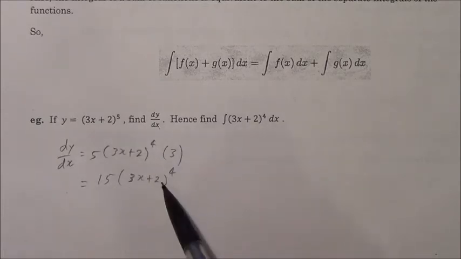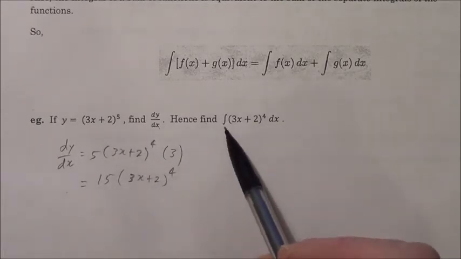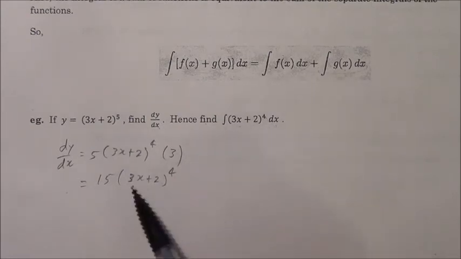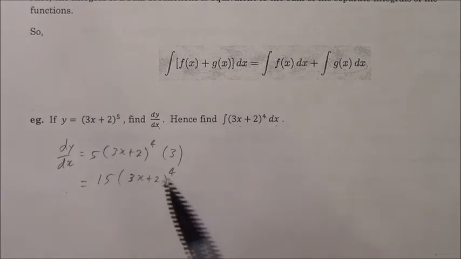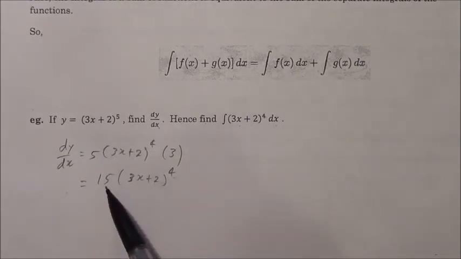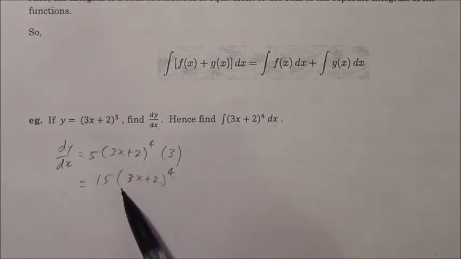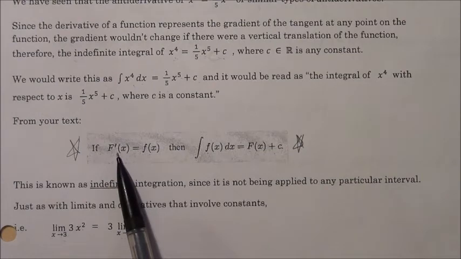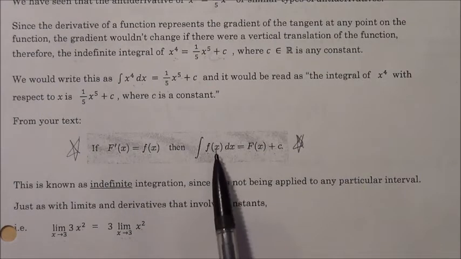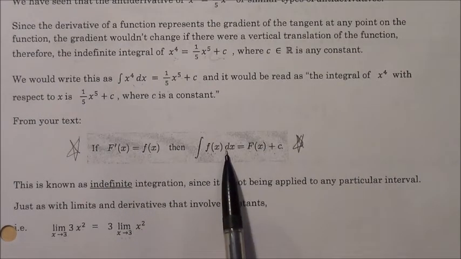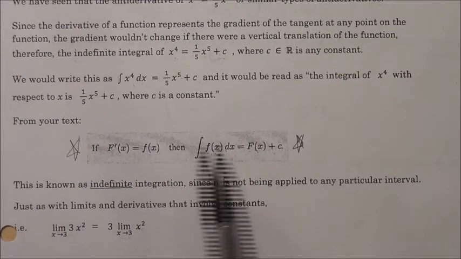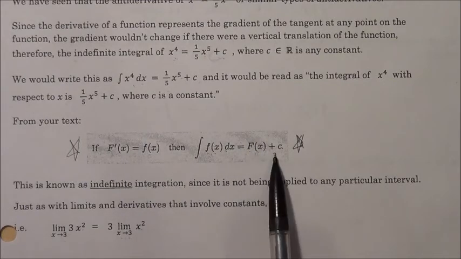Now after we find that, it's asking us to find the integral of (3x plus 2) to the power 4 with respect to x. Well, we've got this (3x plus 2) to the power 4 here. We've also got the 15. But let's remember what we saw on the other side of the sheet, that I started. If you take the derivative to find the function, and then you take the integral of that function, you're going to get that original capital F function plus c.